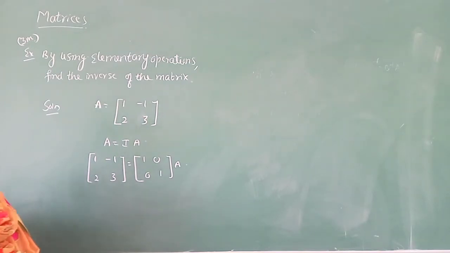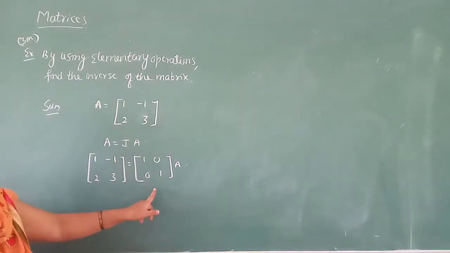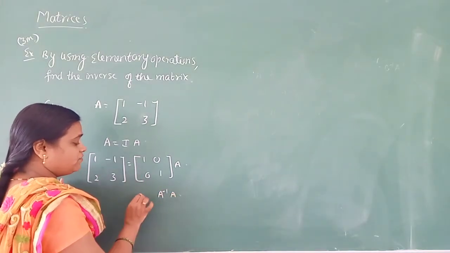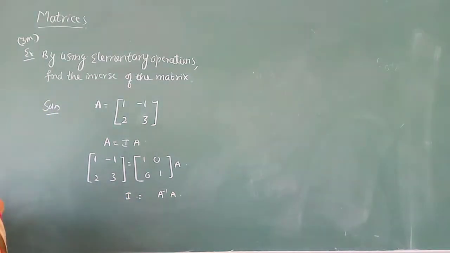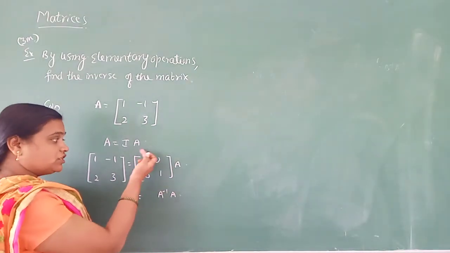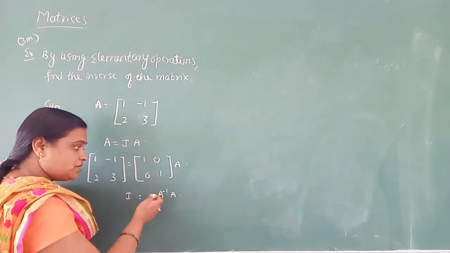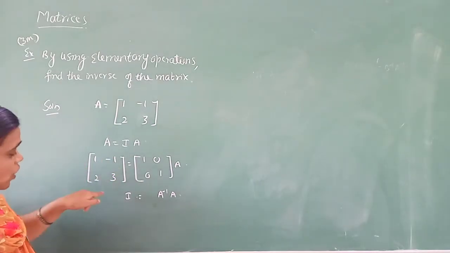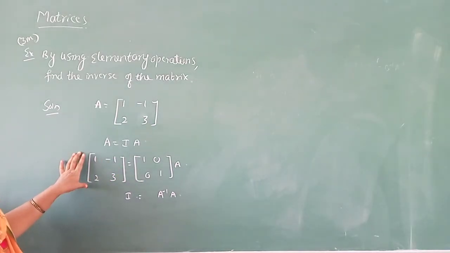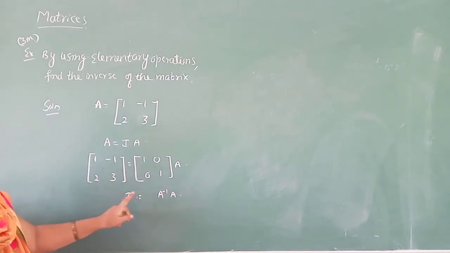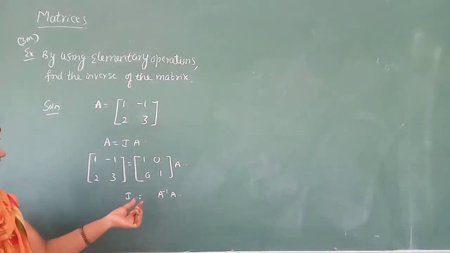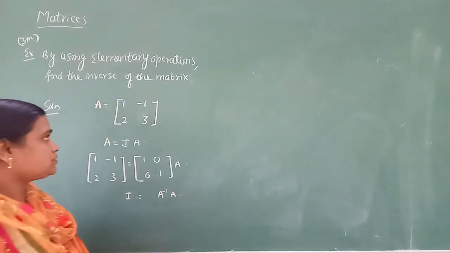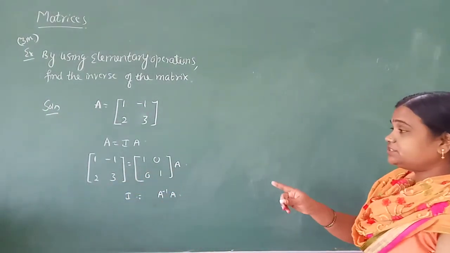Now we want to convert this 1 0 0 1 in terms of A inverse, so that we get A inverse into A. Here I want A inverse, and here this one we have to convert into the form of 1 0 0 1, so that I can easily get A inverse. Remember that.